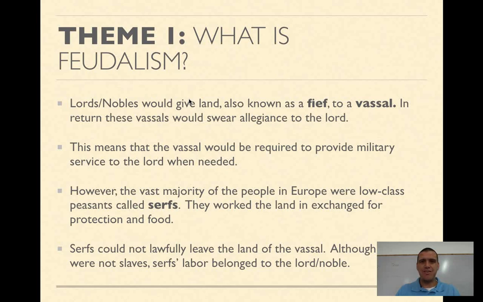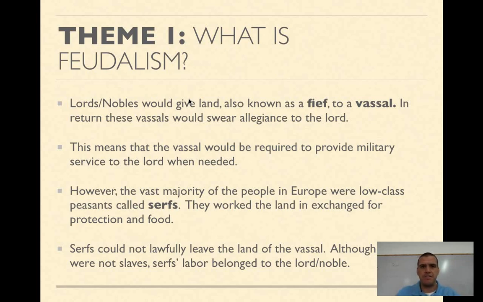A serf really had no rights in this feudal system. The serfs could not lawfully leave the land of the vassal. Although they're not slaves, we're not talking slaves like ball and chain, their labor, their work belonged to the lord or noble, whoever was protecting them. So, not a slave, but you are basically laboring for free for somebody, and that's the life of a serf.